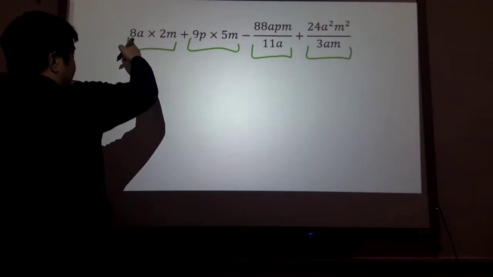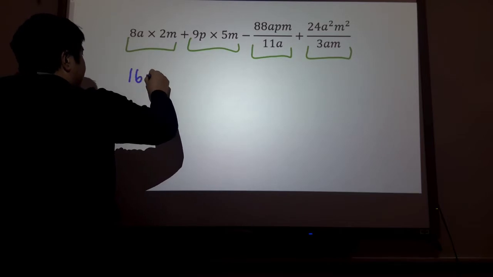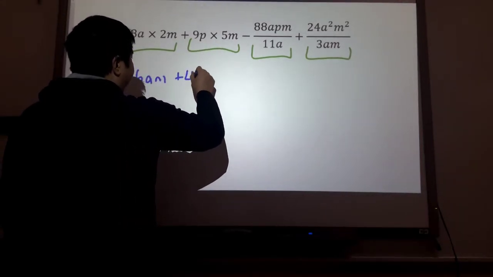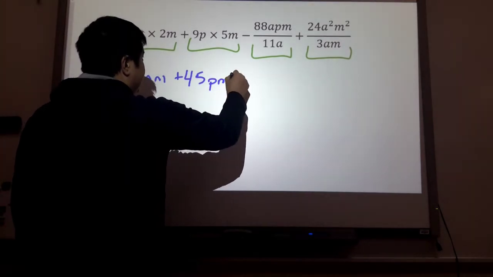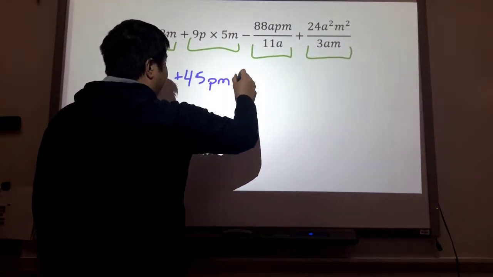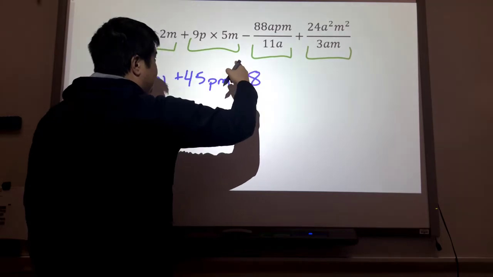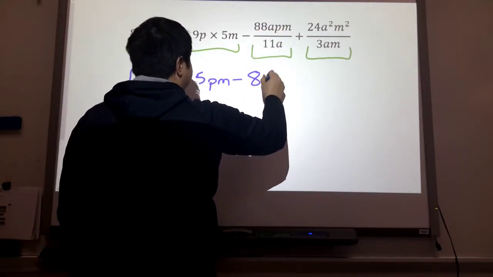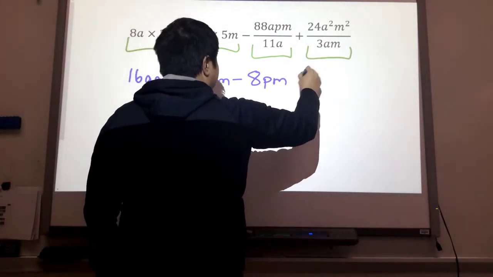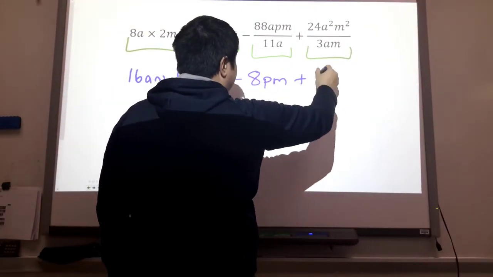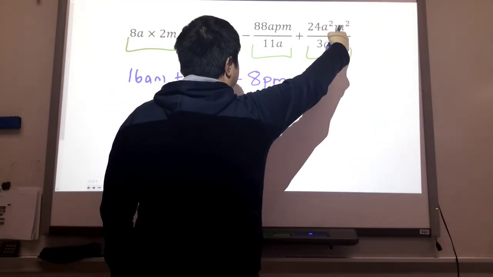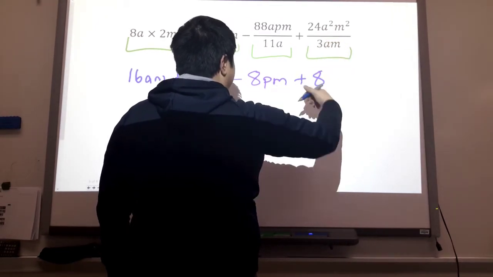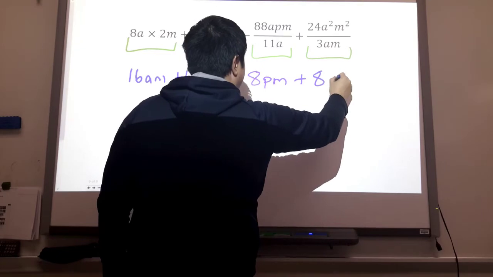Over here we have 8 times 2, which is 16am, plus over here we should have 45pm. 88 divided by 11 is 8. We have an a up here and just a right here, which cancels out the a. We have 8pm. And over here, 24 divided by 3 again is 8. a squared, m squared, 1 a cancels out with this a, 1 m cancels out with that m, and so therefore we have am.